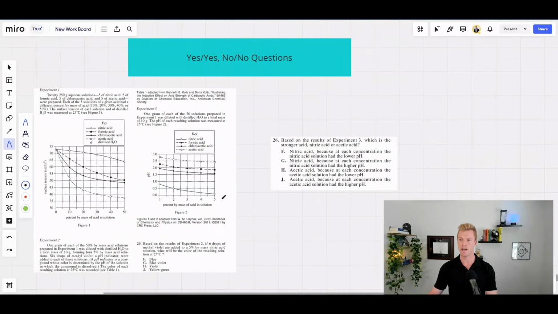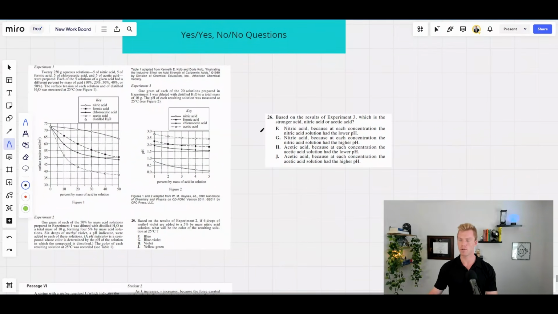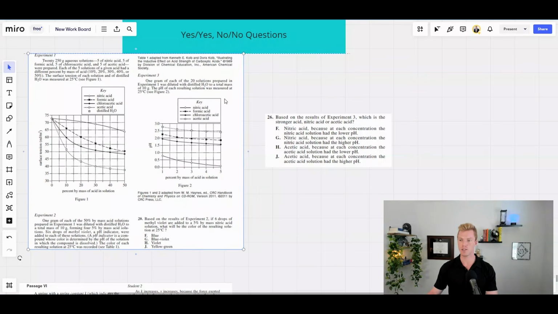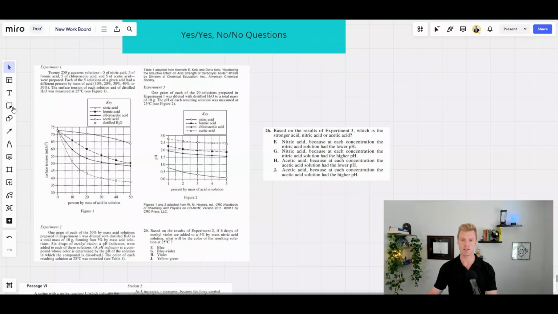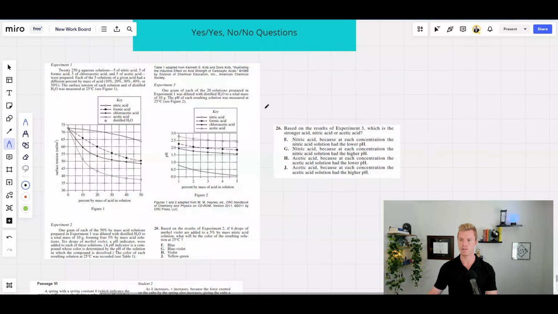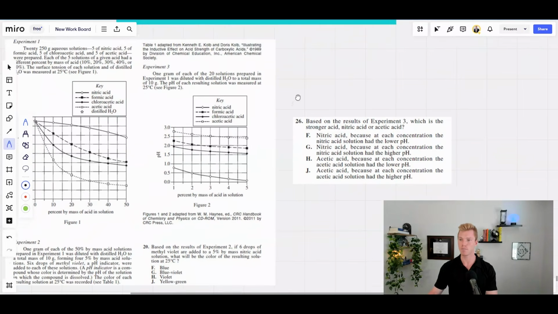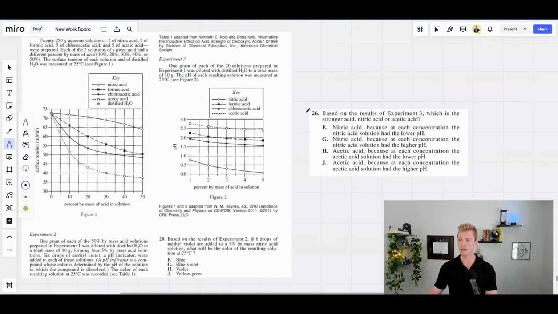So let's talk about how most students like to approach a question like this and why that's wrong. So of course, on the science section, we never really read the passage. We just go straight to the questions because most of the time reading the passage will just throw us off and there's no real need to do that. Waste of time, and it actually makes it harder to answer the question sometimes. But we'll just look at question number 26 right here. Based on the results of experiment 3, which is the stronger acid, nitric acid or acetic acid?